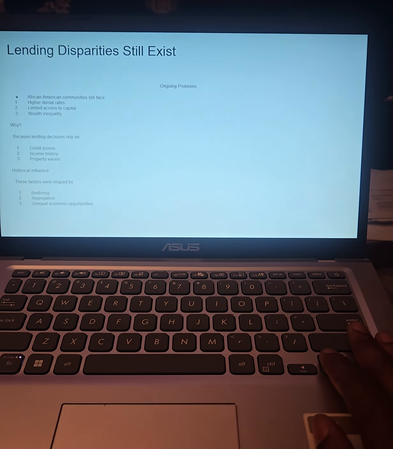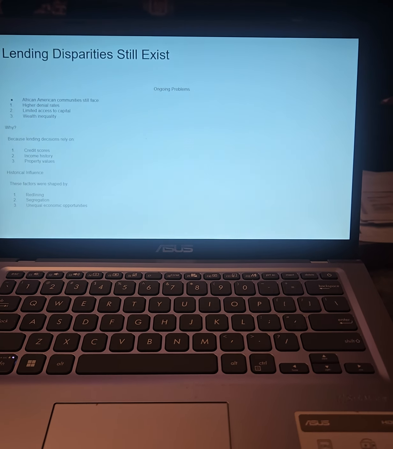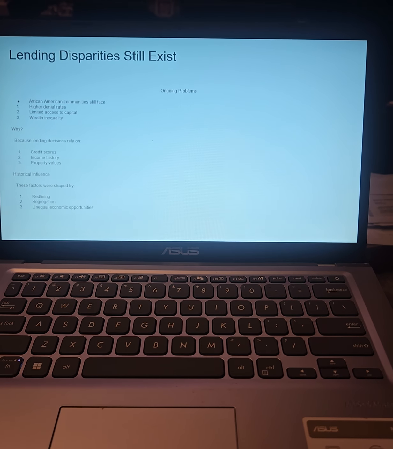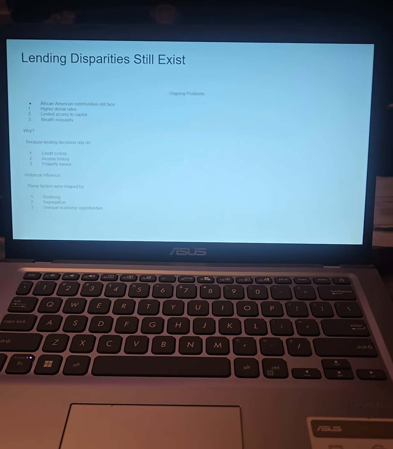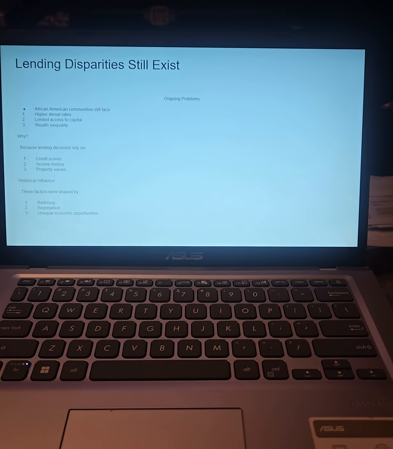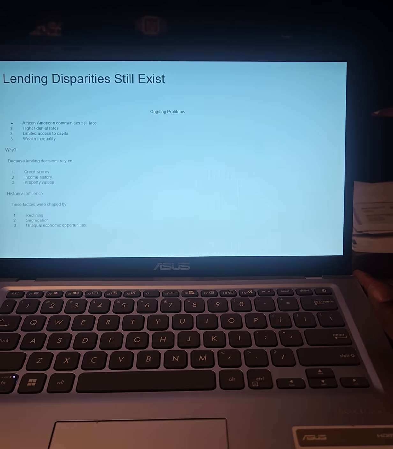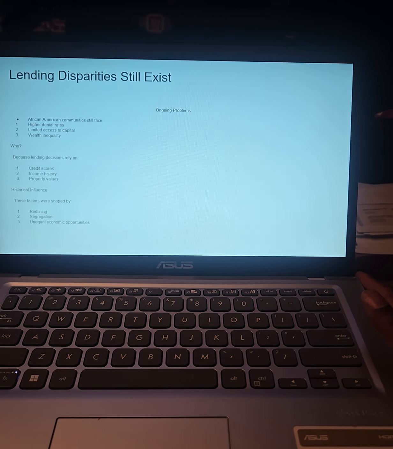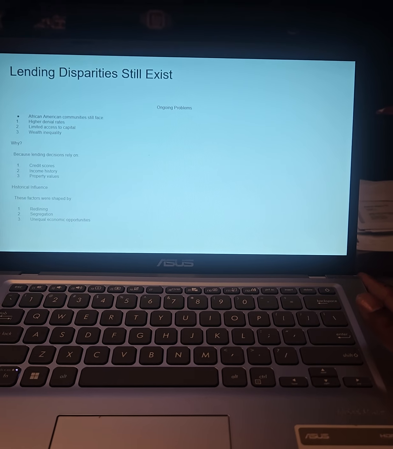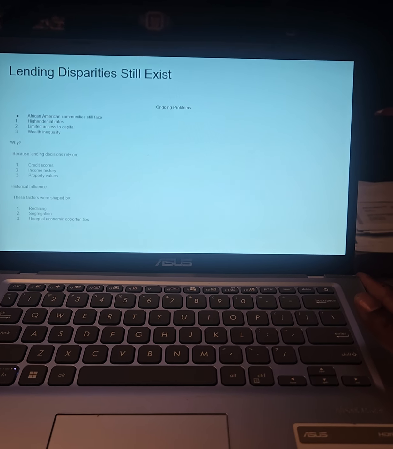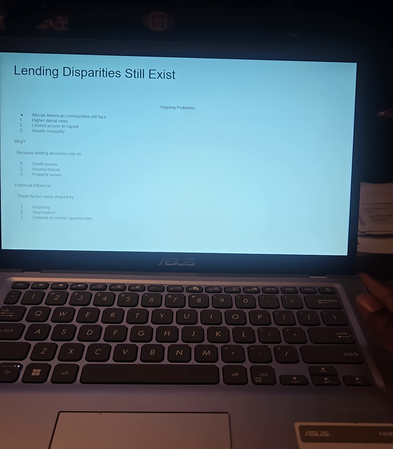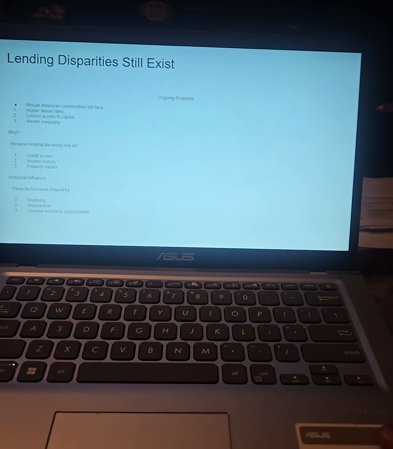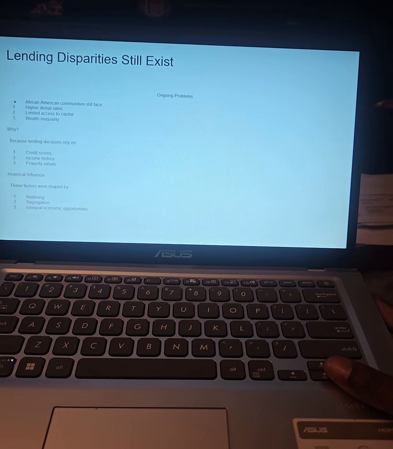Next, we're going to talk about how lending disparities still exist. We have ongoing issues now in the African American communities. We still have a higher rate of denials due to credit, due to areas, median income, and limited access to capital.